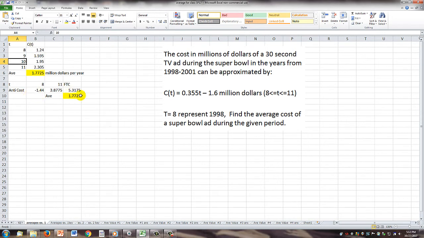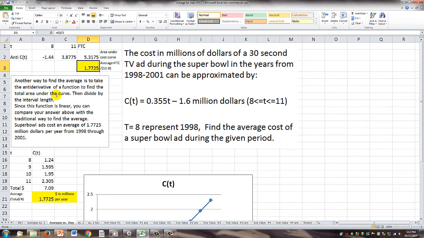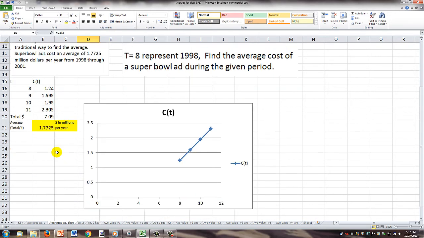And what's interesting is the units, the functionality of the unit sort of disappears for a minute. This is a dollar function, not a dollar per year function, it's just dollars. So when you take the antiderivative, the unit is kind of up in the air. But then when you take it back down, this average ends up being dollars per year. So that's what's going on with this one.